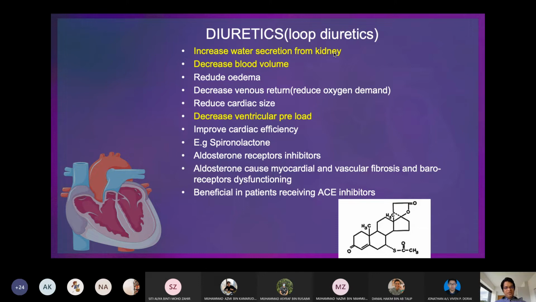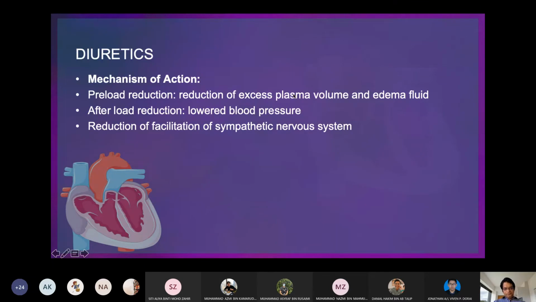The reason is they want to give enough rest to your heart. They don't want to overload it with venous return. If it is overloaded with venous return, what will happen? Your right heart pressure is going to increase, isn't it? So using loop diuretics decreases the workload of the heart by reducing preload and reducing venous return. Okay, so the mechanism is preload reduction: excess plasma volume and edema fluid will be eliminated from the body. After that, it lowers the aortic pressure actually.